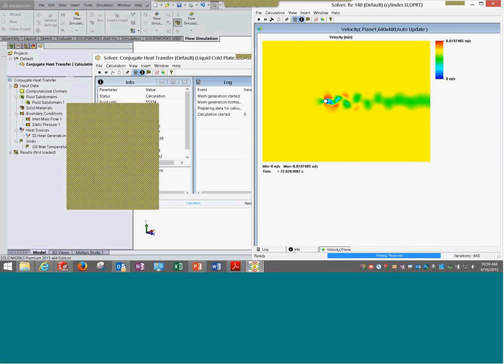Two more questions. Could Flow Simulation consider natural convection even if not specified?